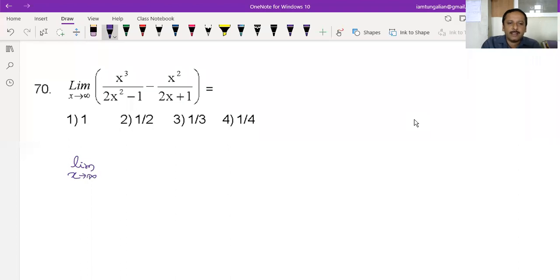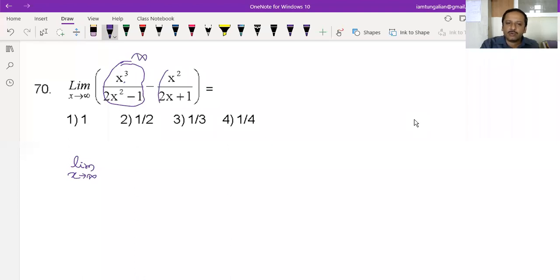Don't worry. So limit x tends to infinity of x cube by 2x square minus 1 minus x square by 2x plus 1. If you directly apply the limit here, concentrate on this term, x cube by 2x square minus 1. The numerator is a polynomial of degree 3 and the denominator is a polynomial of degree 2. So the numerator has a larger power, and when the numerator has a larger power, the value of this expression will be infinity.